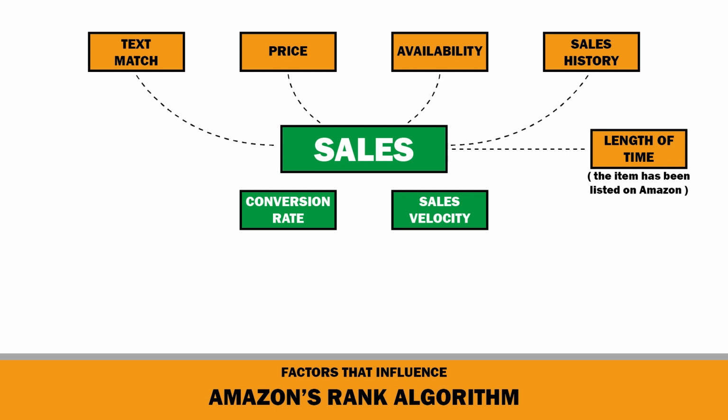Also, products that have a sales history are known by the Amazon algorithm very well, and they are more likely to be shown in search results for different keyword searches if they have good product scores.